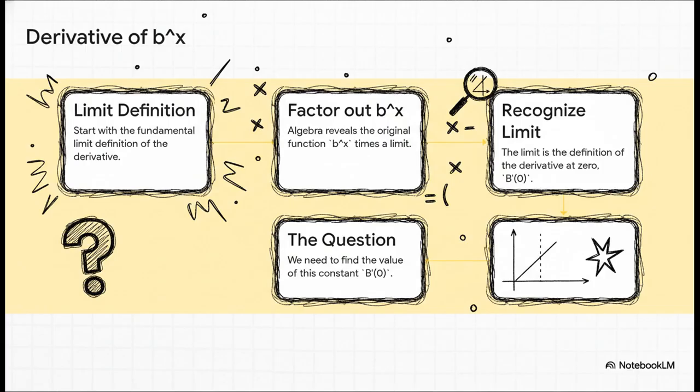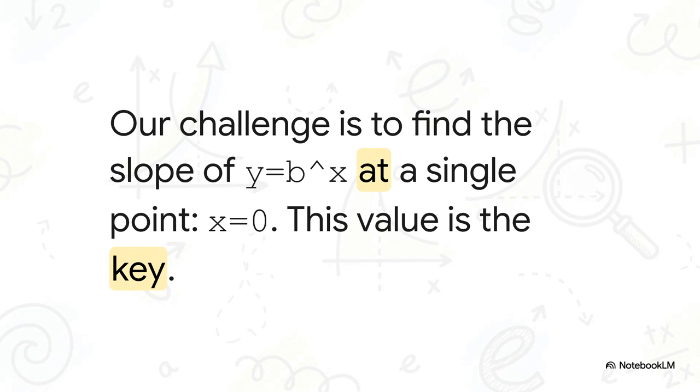How cool is that? So think about what this means. Our whole big problem just got a lot smaller. It all boils down to one single question. What is the slope of our function right at x equals 0? If we can figure that out, we've cracked the code for all exponential functions.